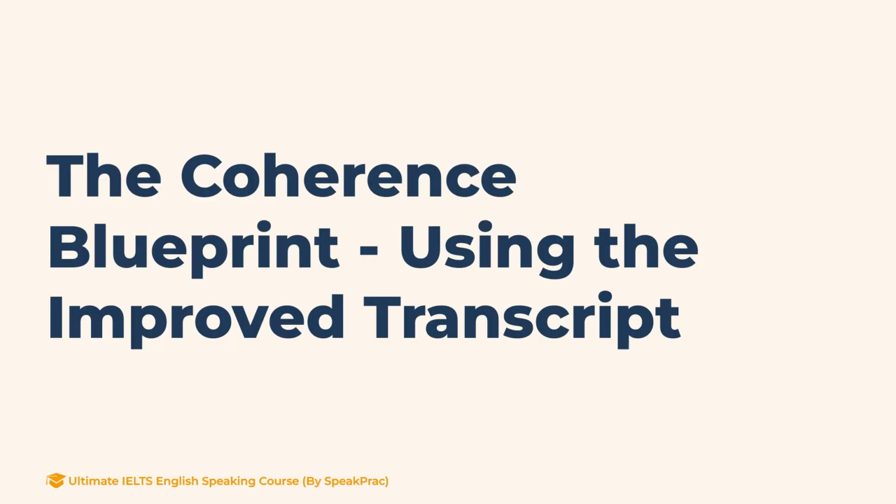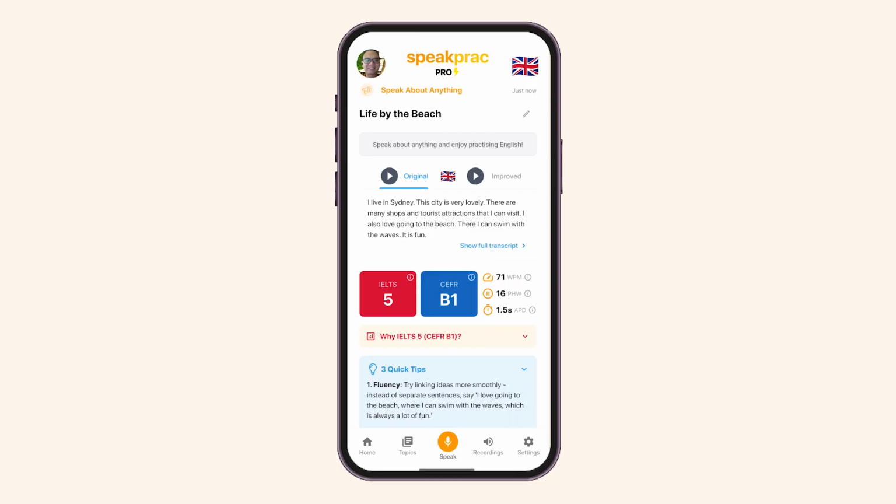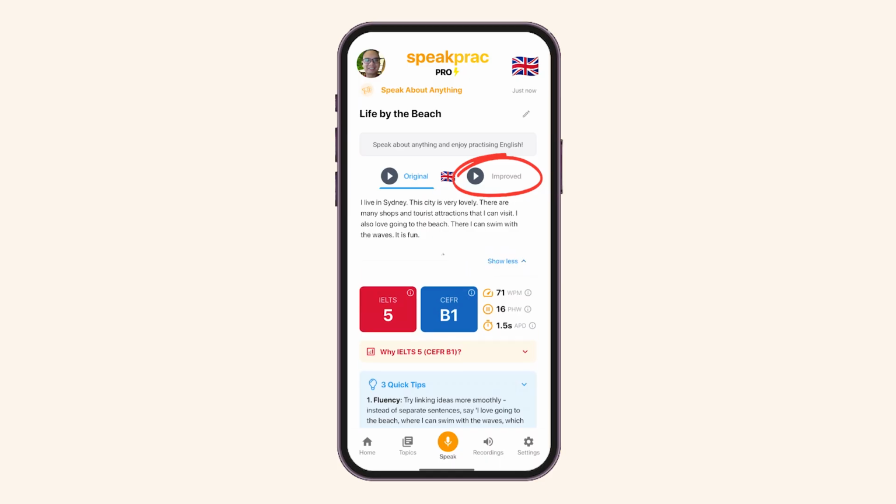The coherence blueprint using the improved transcript. Now scroll down on your results screen. You'll see your speech has been transcribed. Notice the two tabs, the original transcript and the improved transcript. Tap on Improved to see your improved transcript.